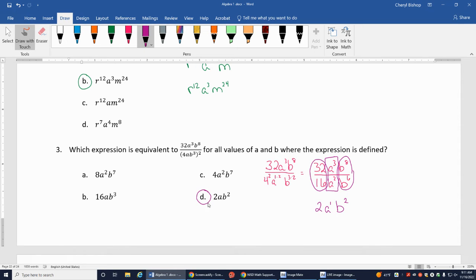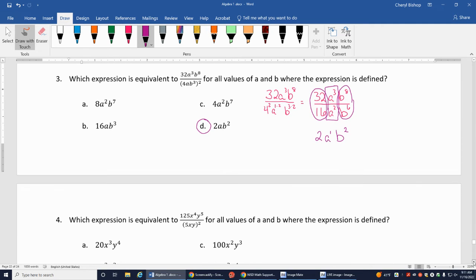Now if you notice with my answer choices, if I could do that division right here, after I square the 4, immediately I would have known that it had to be D because that's the only one that starts with the 2. Okay? But you had to make sure that you saw that you needed to square it.